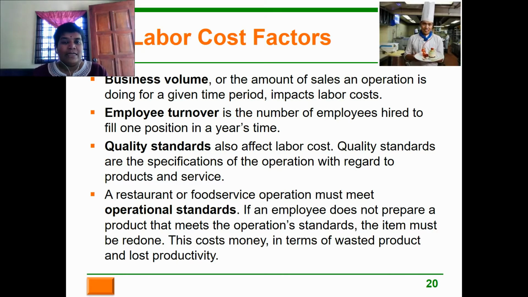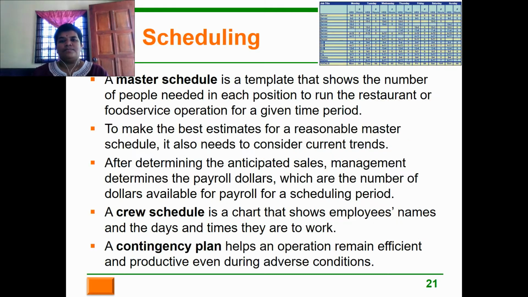cost. Employee turnover is the number of employees hired to fill one position in a year's time. Quality standards also affect labor costs. Quality standards are the specification of the operation with regard to product and service. A restaurant or food service operation must meet operational standards. If an employee does not prepare a product that meets the operation standard, the item must be redone. This costs money in terms of wasted product and lost productivity.